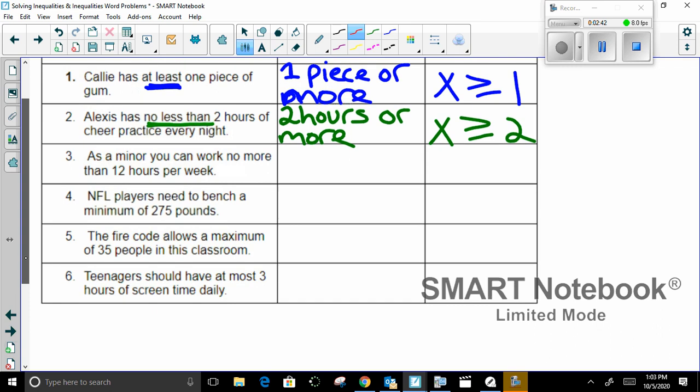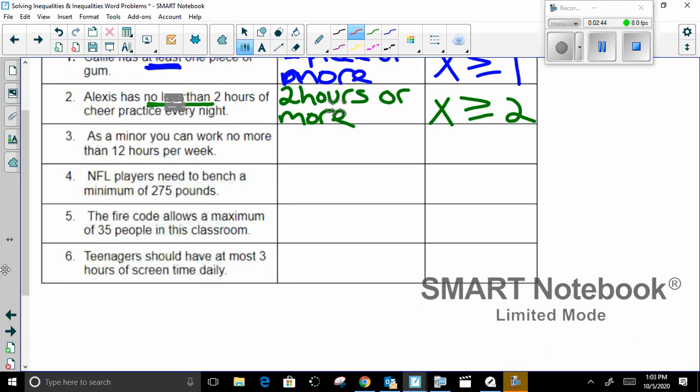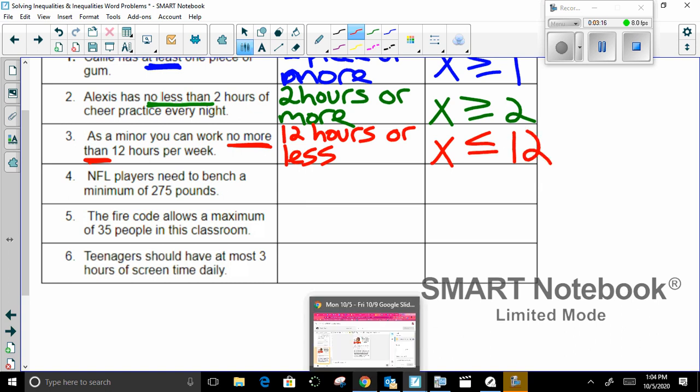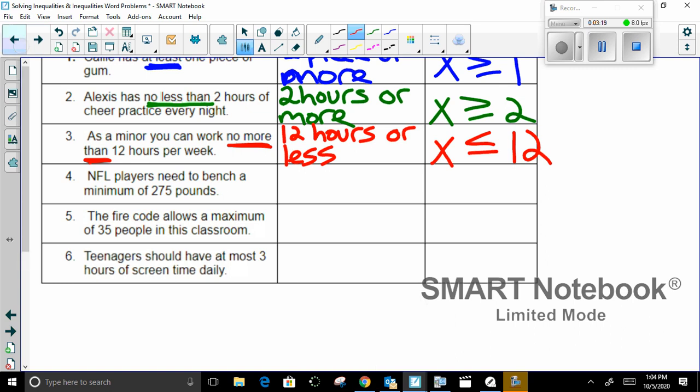All right, next. As a minor, you can work no more than 12 hours per week. What does that mean? Does that mean you can work 12 hours? Yes. It means you can work 12 hours, but you can't work more than 12 hours. So you can work 12 hours or less. So that would be x is less than or equal to 12. So no more than falls under the less than column.